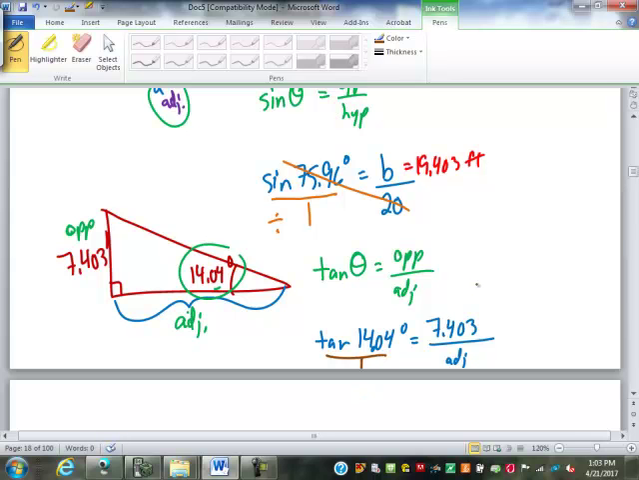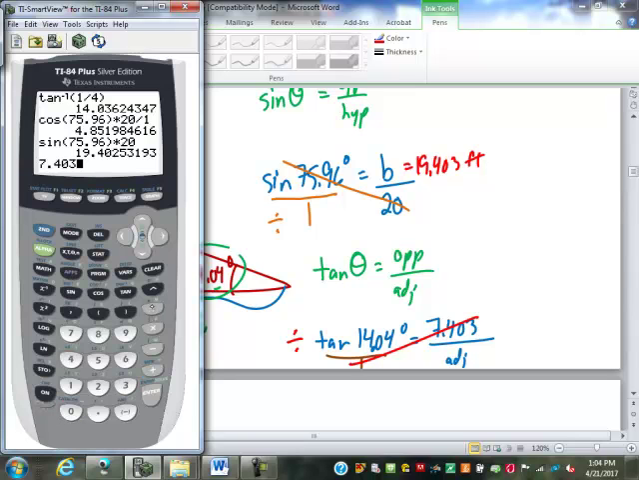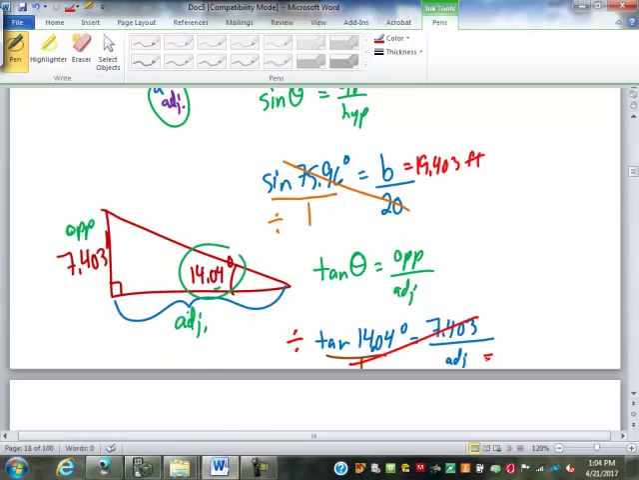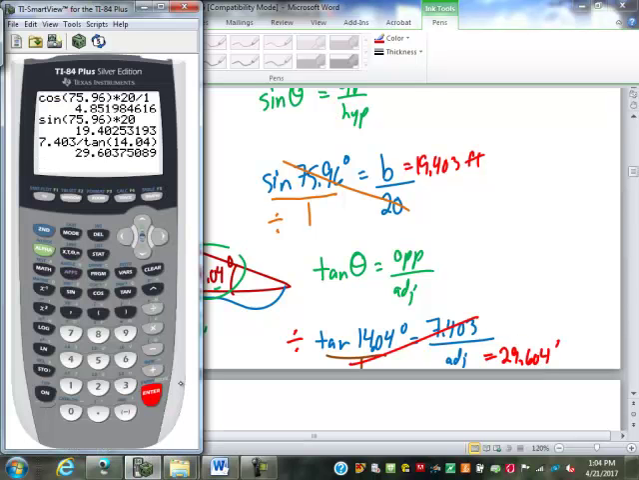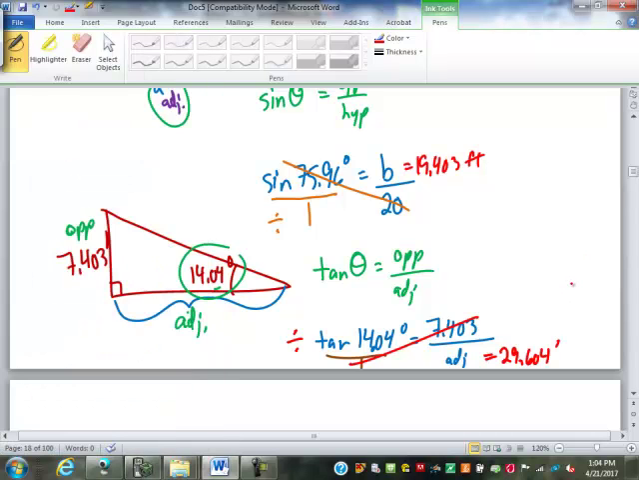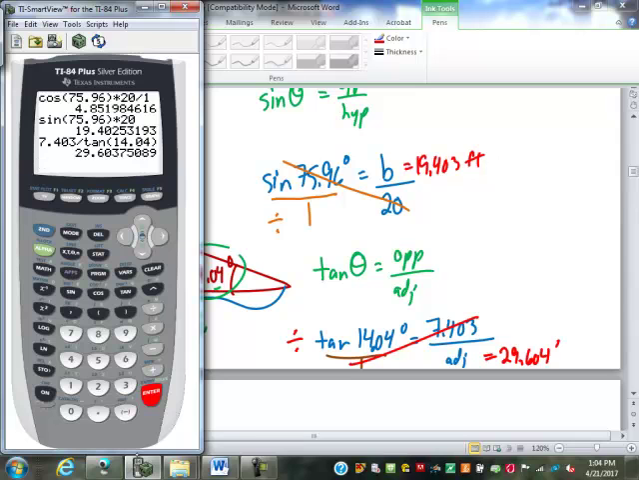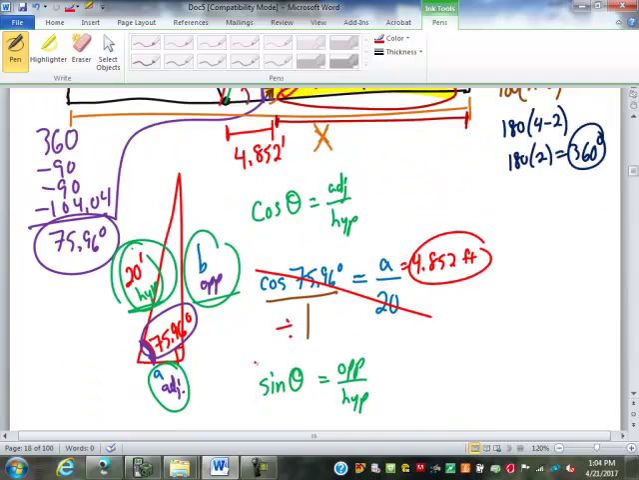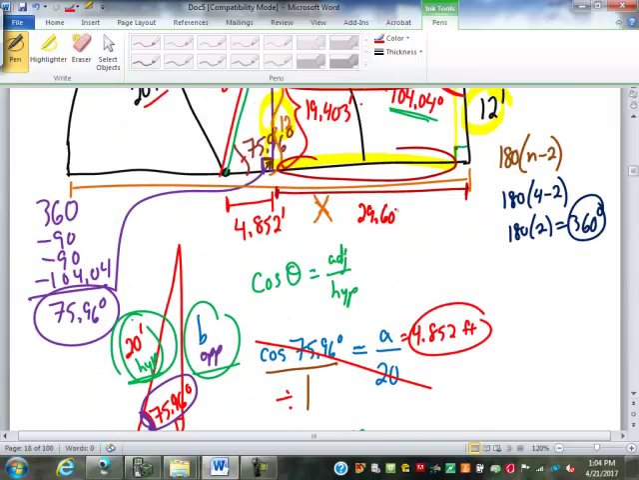So I put that over 1, and I'm going to cross multiply and divide. 1 times 7.403 is 7.403 divided by the tangent of 14.04. 29.604. Correct? So 1 times 7.403 is 7.403 divided by the tangent of 14.04. 29.604? Perfect. So this distance here is 29.604 feet.